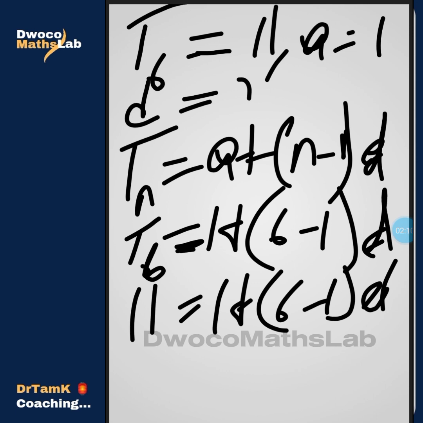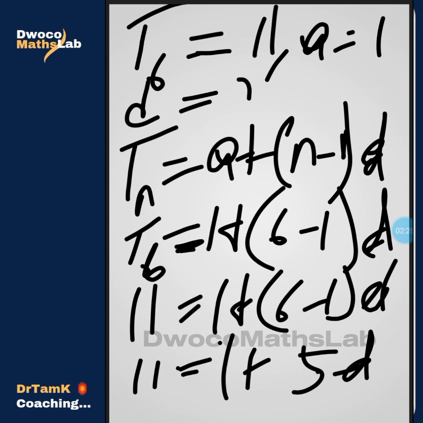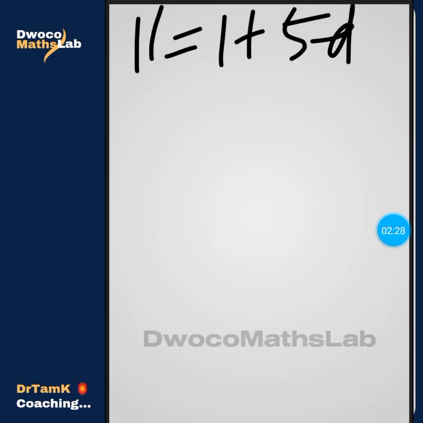Now if that is clear, we open the bracket. 11 will be equal to 1 plus 6 minus 1, which is 5, times D, to give us 5D. Is that clear? So take note of this. Let's solve further. Now 11 equals 1 plus 5D. We are looking for D, so we have to make D the subject of the formula.